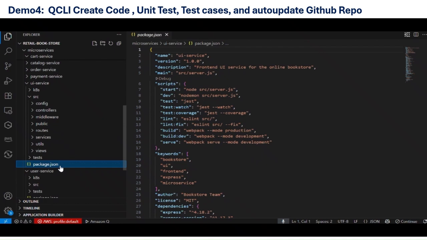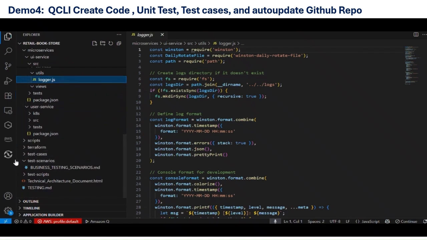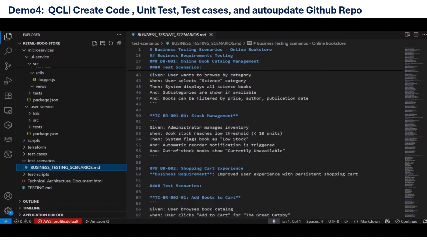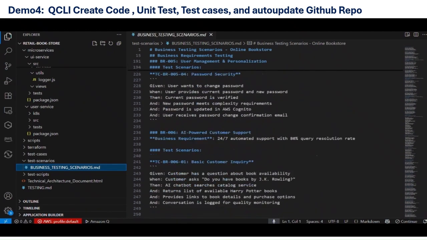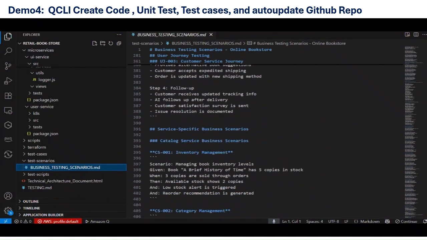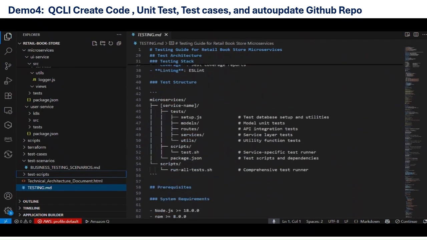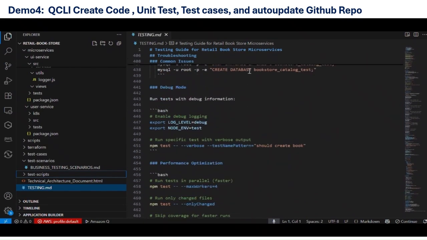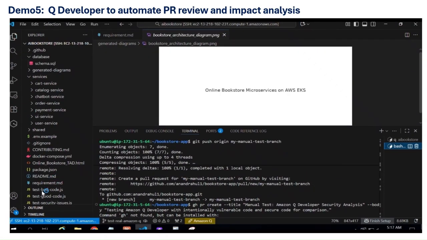Moving to the development phase, Q Developer CLI agents demonstrate their true power by creating optimized back-end and front-end code that follows established patterns and organizational coding standards. This isn't just code generation, it's intelligent code creation that understands your specific architecture and requirements. The system generates unit tests and comprehensive test cases automatically, ensuring code quality and coverage standards are met from the beginning. This proactive approach to testing significantly reduces bugs and issues in later phases.